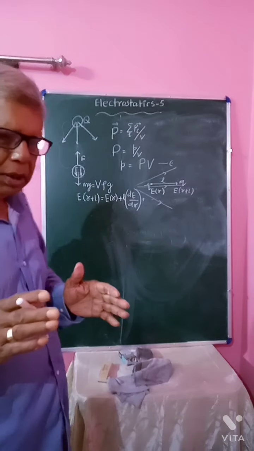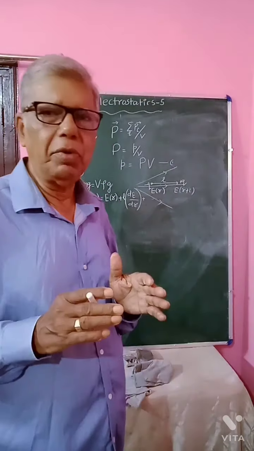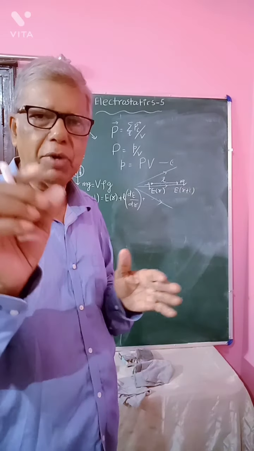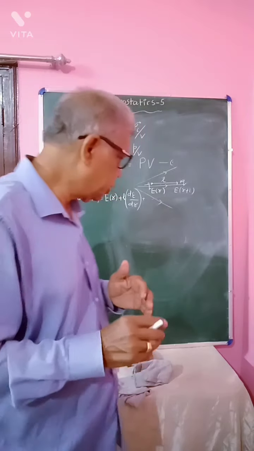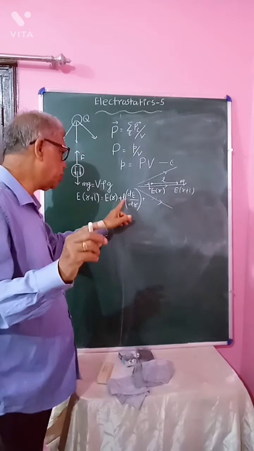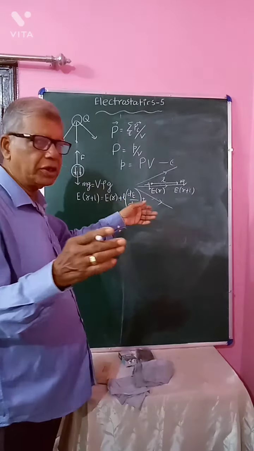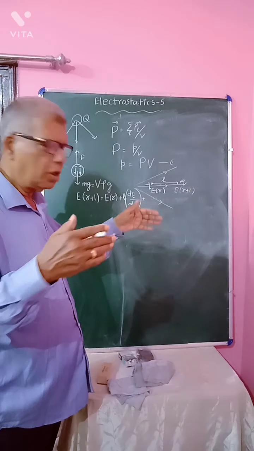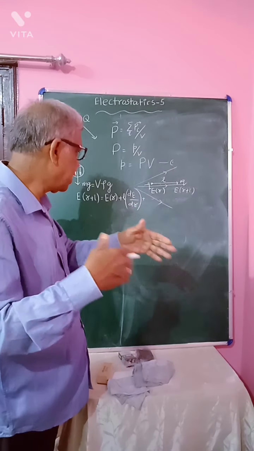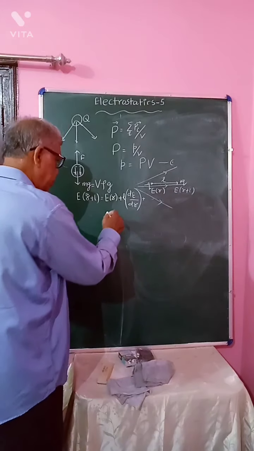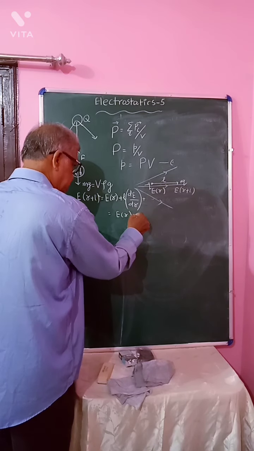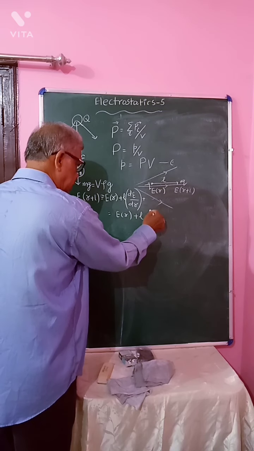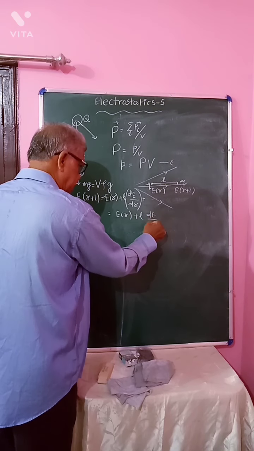Since the length of the dipole is very small, here it is the molecular dimension, that is, the length of the water molecule, so if L is a 0 of first order, L square is a 0 of second order. So all the higher order terms are neglected, and we have E(r) plus L dE by dr.